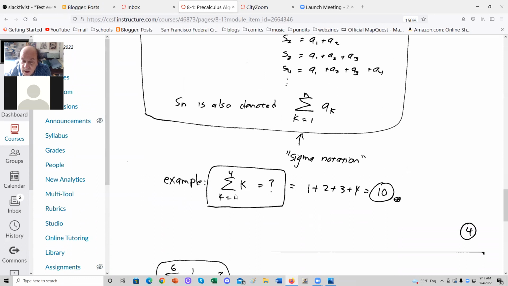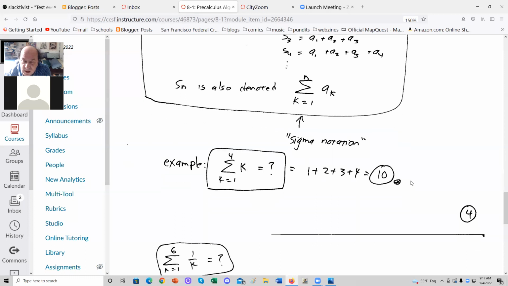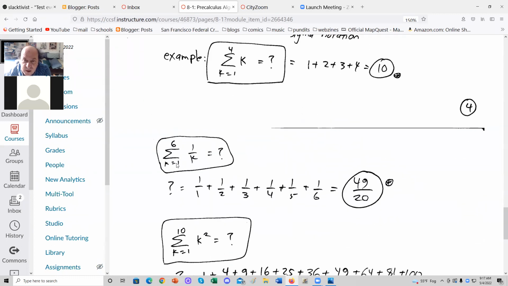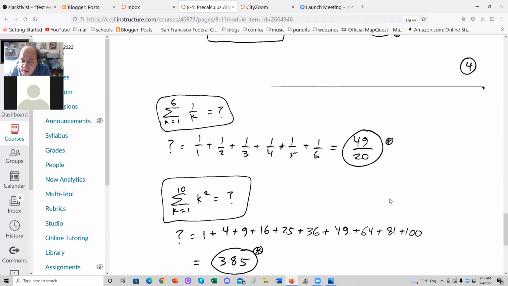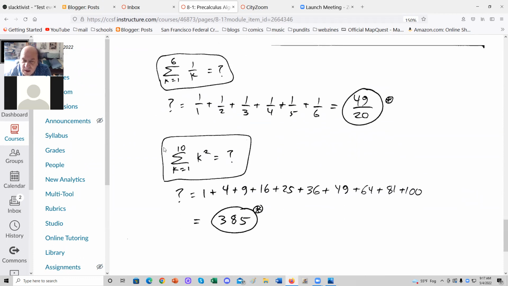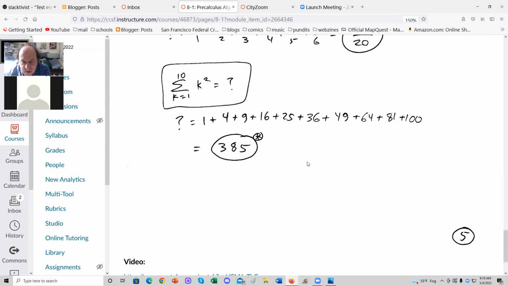So, for example, the summation from k equals 1 to 4 of k is 1 plus 2 plus 3 plus 4, which is 10. The sum from k equals 1 to 6 of 1 over k is 1 over 1 plus 1 over 2 plus 1 over 3 plus 1 over 4 plus 1 over 5 plus 1 over 6, which after you calculate it out is 49 over 20. Some factors must have canceled. Here's a sum from 1 to 10 of k squared: 1 plus 2 squared plus 3 squared plus 4 squared plus 5 squared plus 6 squared plus 7 squared plus 8 squared plus 9 squared plus 10 squared, summing up to 385.